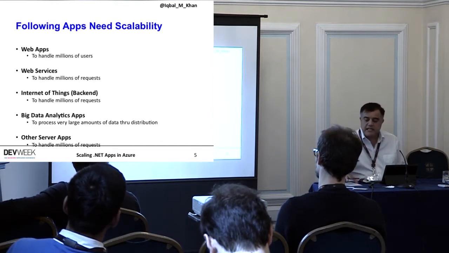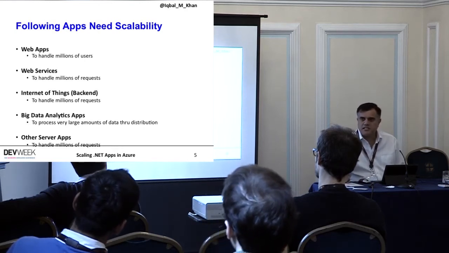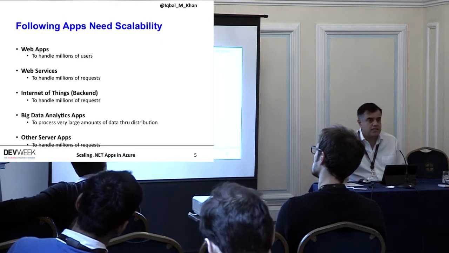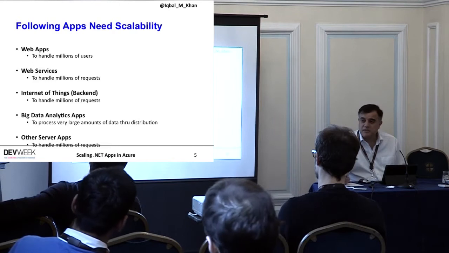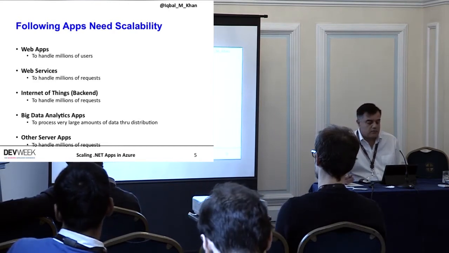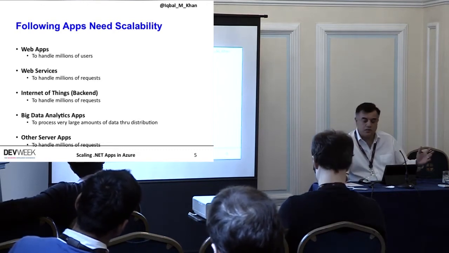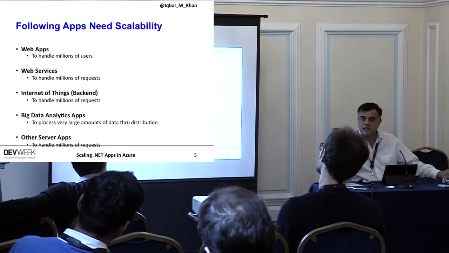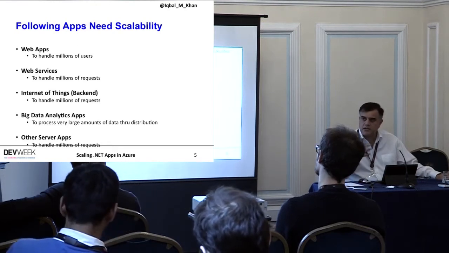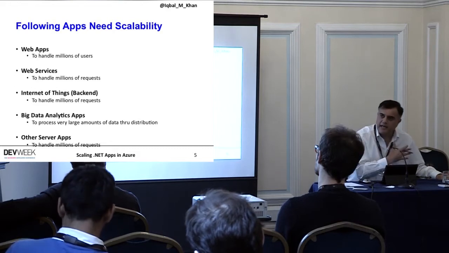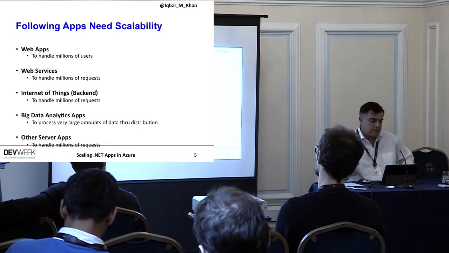Which applications need scalability? The most common are web applications, ASP.NET applications, if you're a .NET developer. These could be web services applications. Web services are also the back end for the Internet of Things, which is the new terminology where you have a lot of mobile devices that are connected to the Internet. They all have to talk to some back end, and that back end is usually some sort of web services, which is, again, a scalable environment.